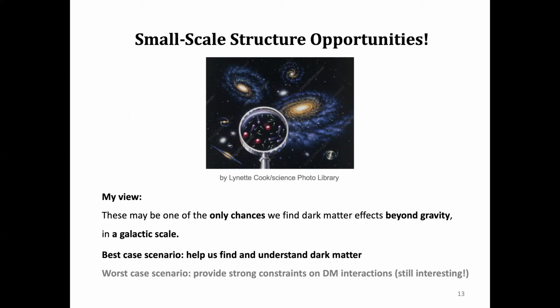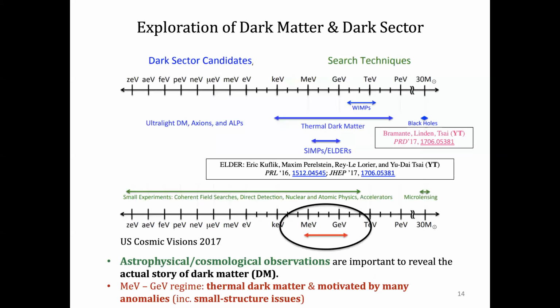But here, this is the way to really see the effects of dark matter. And in the worst case scenario, it will provide a very strong constraint on dark matter self-interaction that is velocity dependent, as I will show you. Okay, so on a bigger scale, there is a huge variety of dark matter, dark sector things that we search for.